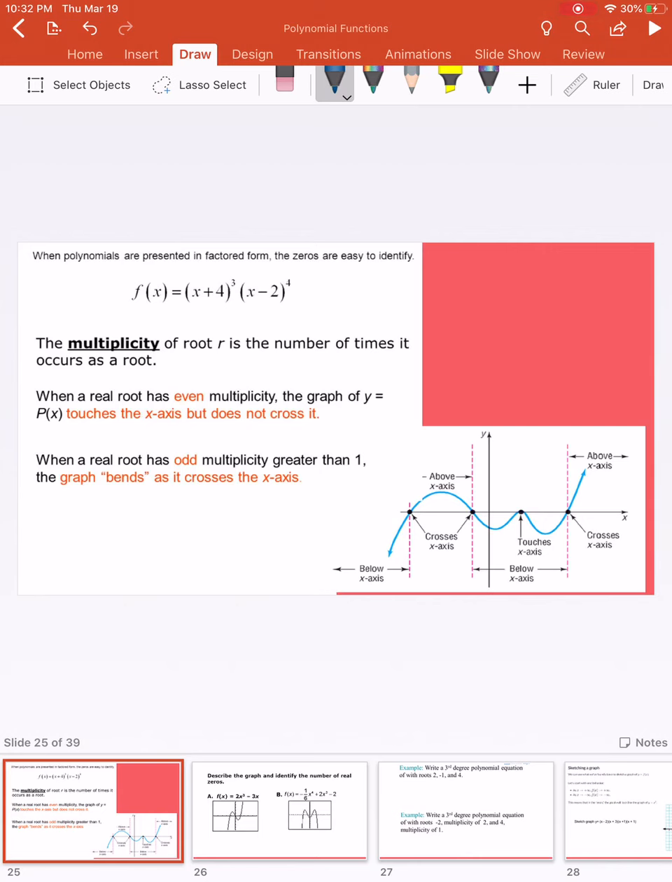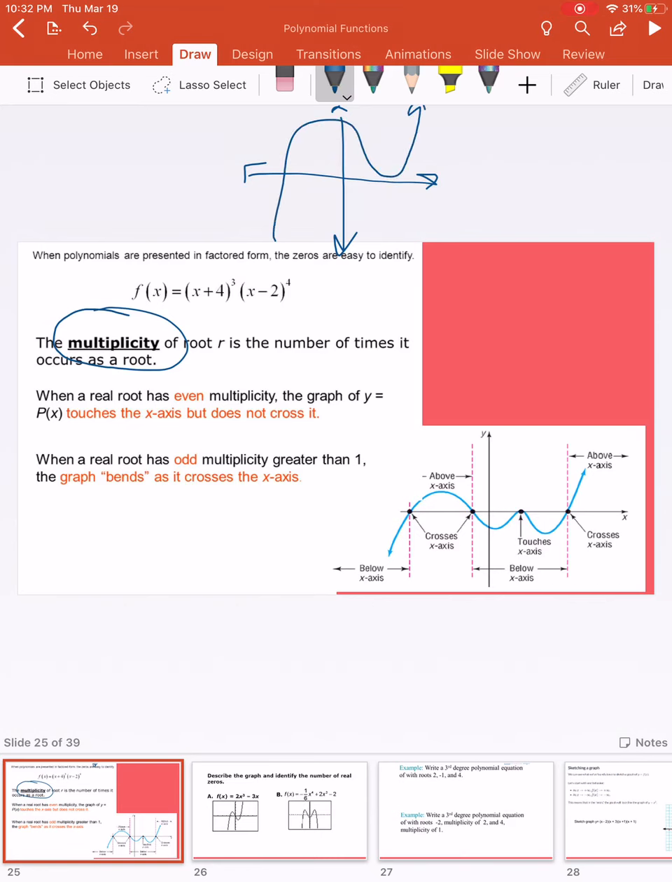So the first thing you need to look at is multiplicity. Multiplicity is a pretty important term moving forward. With multiplicity, what it means is how many roots you have or how many zeros you have. For example, if you end up having a multiplicity of 1, then your graph is just going to cross right at 1, just like this. So this root right here, or this 0, would have a multiplicity of 1.